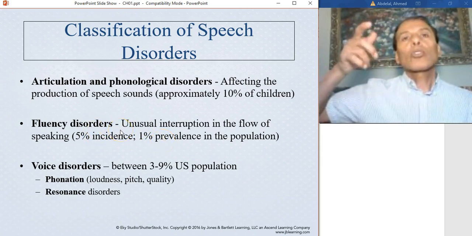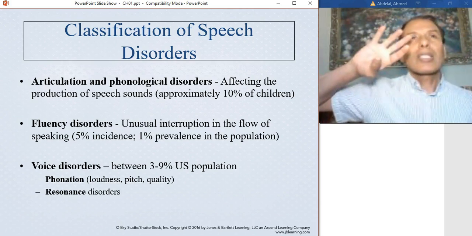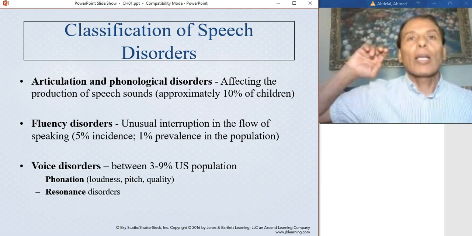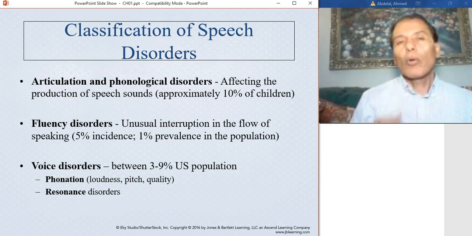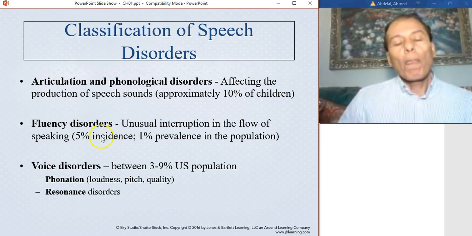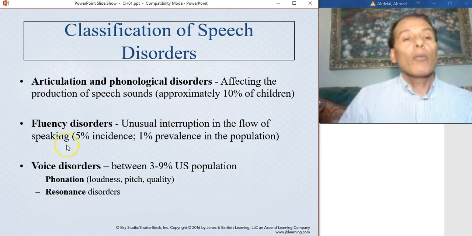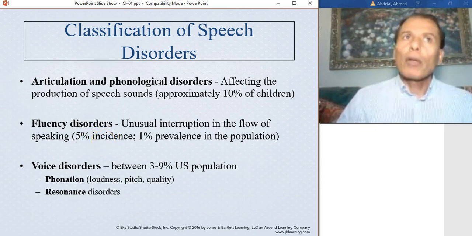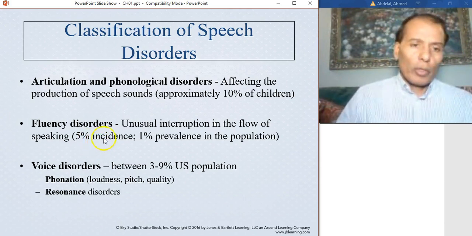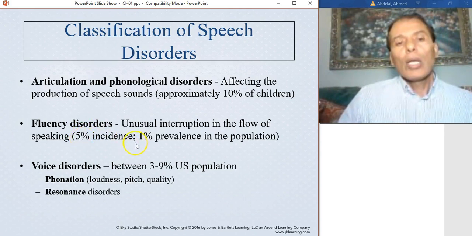Fluency disorders, the most common one is stuttering. There's another disorder that's not yet classified officially. It's called cluttering, and that is different. We'll be speaking about that when we speak about fluency disorders. So it is an unusual interruption in the flow of speaking. If you speak about incidence, like what is the risk of someone developing a stuttering disorder, for example, you have about 5% risk. How many people actually stutter, say, in the world or in the United States? It is 1% of the population.